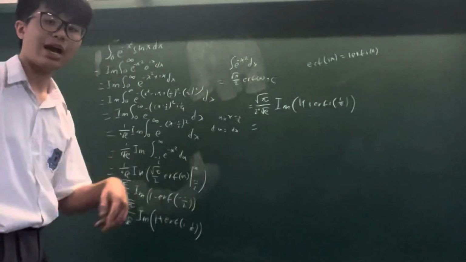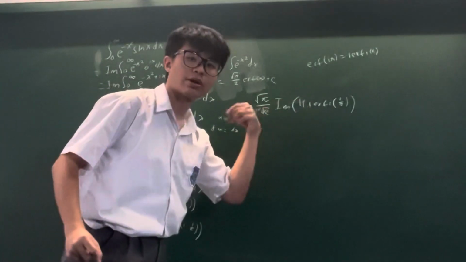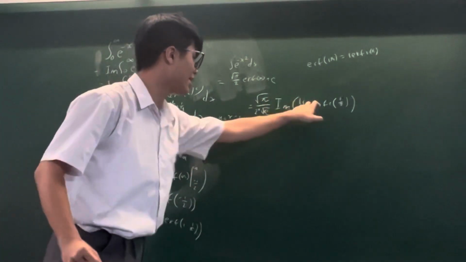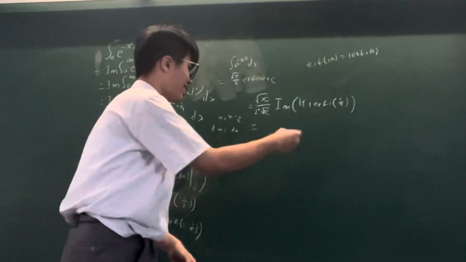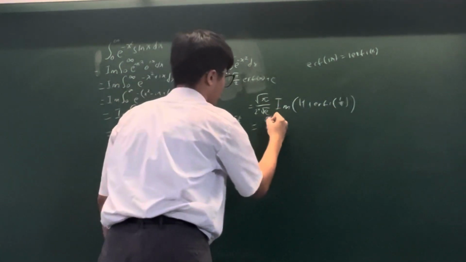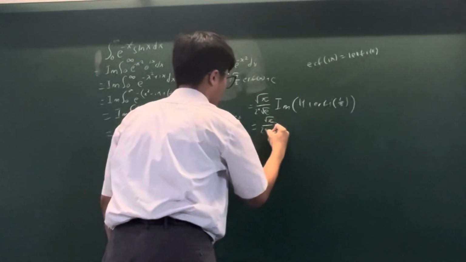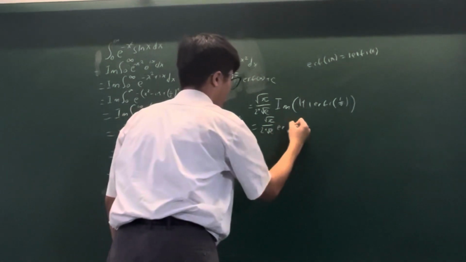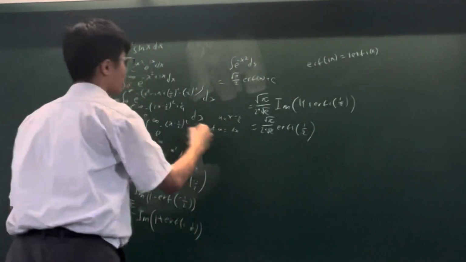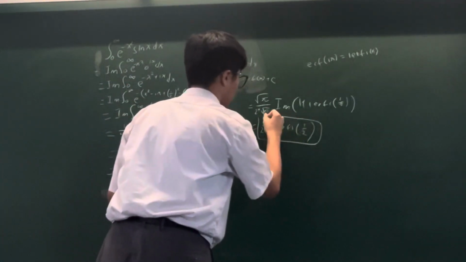So here's the deal. Erfi of 1 over 2, you are going to get a real number. So we are going to take the imaginary part of the inside. The imaginary part of this is obviously erfi of one half. Yes. And here's the result of this.